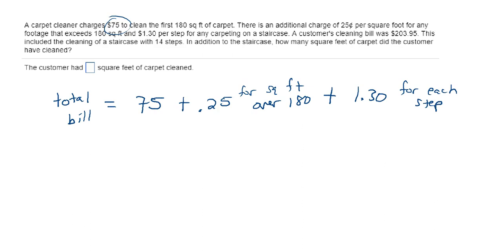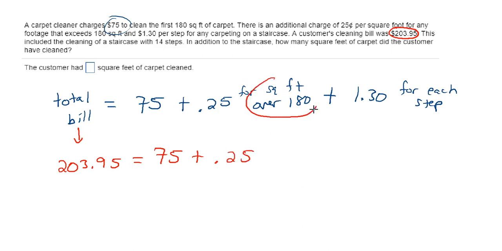So that's how your bill will be calculated. We're told this particular customer had a total bill of $203.95. That information is given to us. It's not an unknown value, and so we don't need a variable for that. We just plug the number in place of those words. So the total bill, we already know what that is, $203.95. We'll copy down the $75 fee plus 25 cents for each square foot over 180.